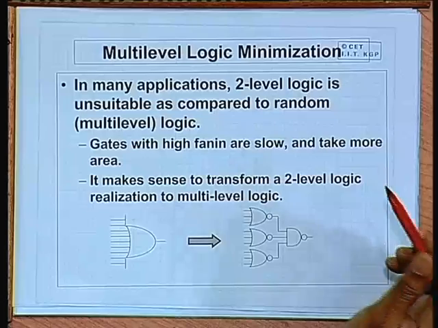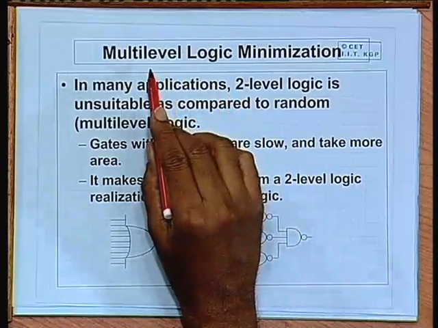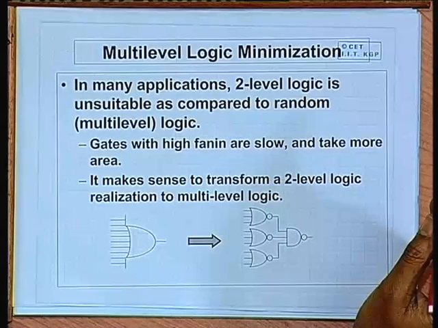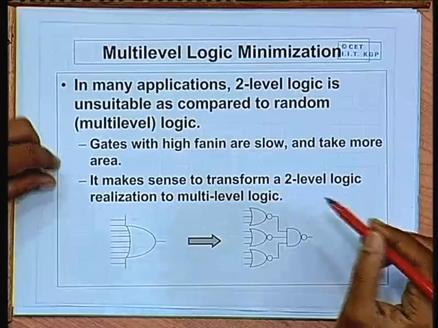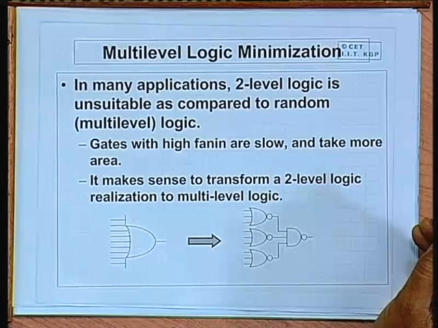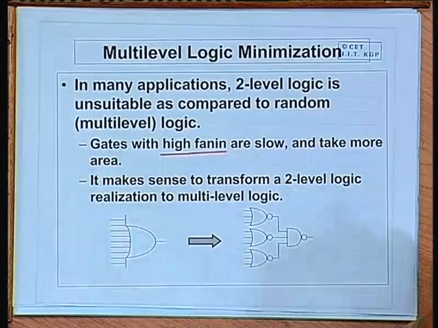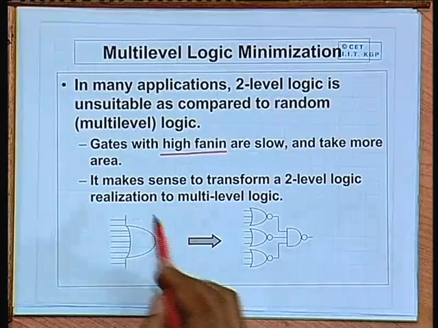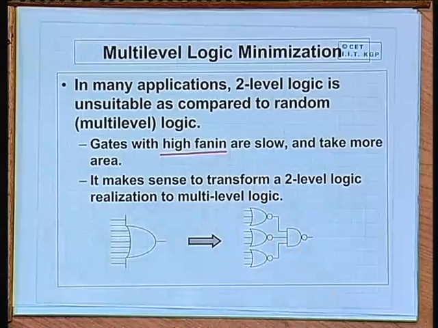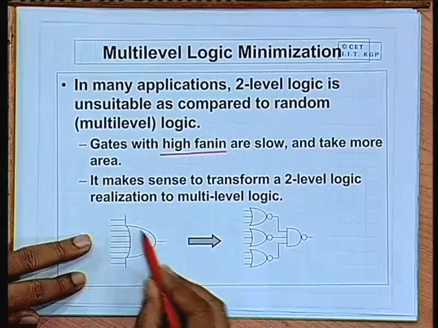There are a few things you need to look at. When you talk about multi-level realization, it is not only just the number of levels we talk about. There is also another thing which needs to be looked at, that is the number of inputs to the gates which are required. As I mentioned, as you have a gate with a high number of inputs, gates become slow. Just a simple example, suppose you have a 9 input OR gate.